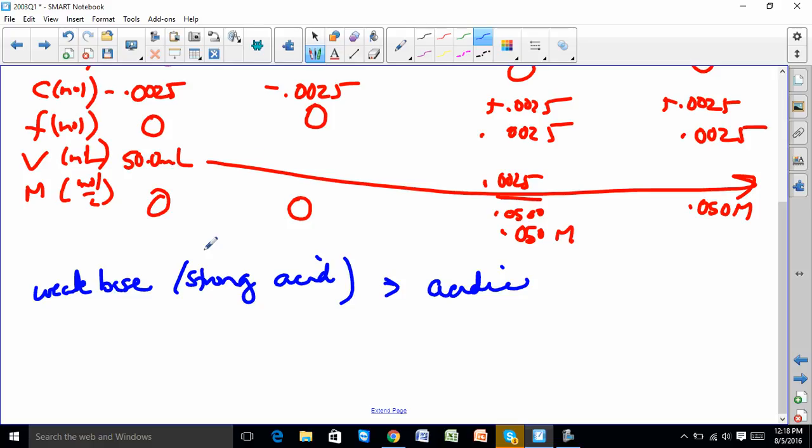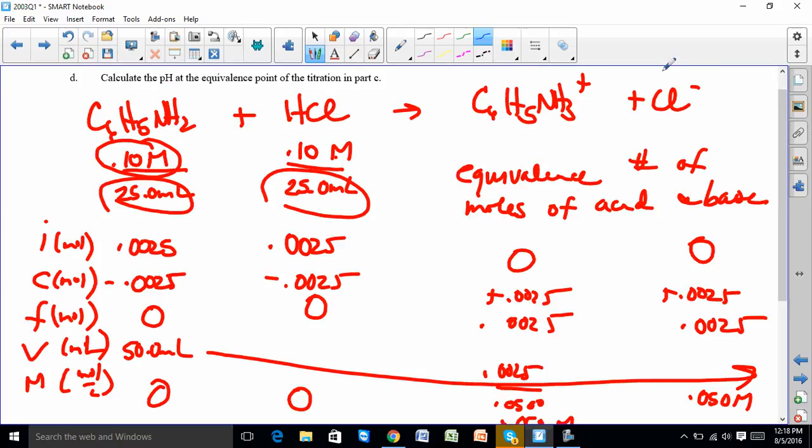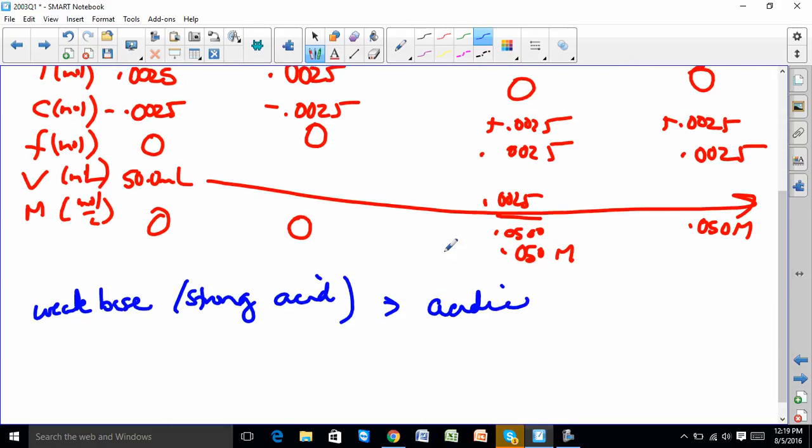Strong base, weak acid is basic. If they're both strong, the pH is 7, it's neutral, and they never do weak, weak, it's too hard. So what happens is you've got to know that at the equivalence point, there's no acid, there's no base. This is the salt of a strong acid, so this is weak, but this is the salt of a weak base, so this is strong.